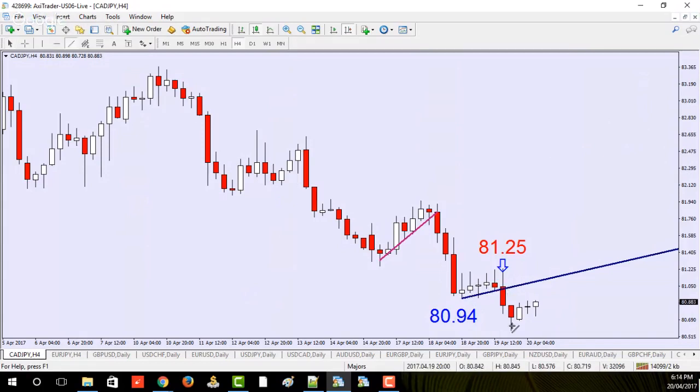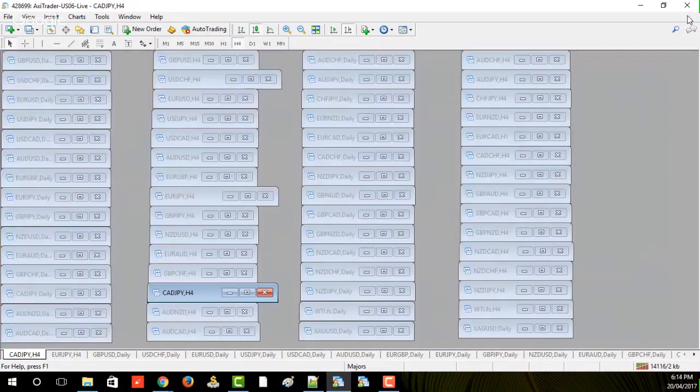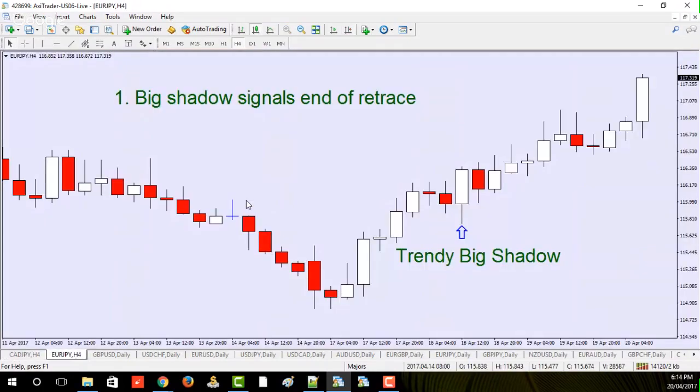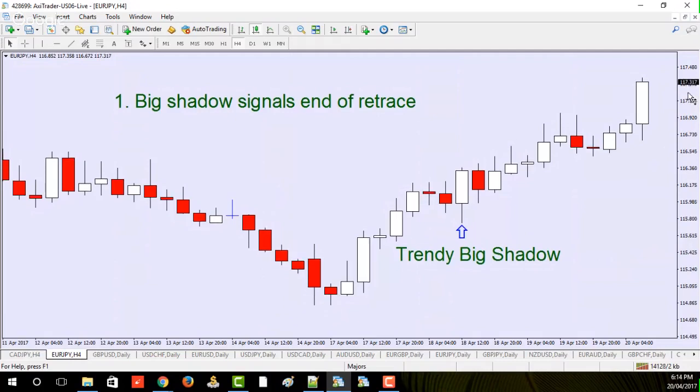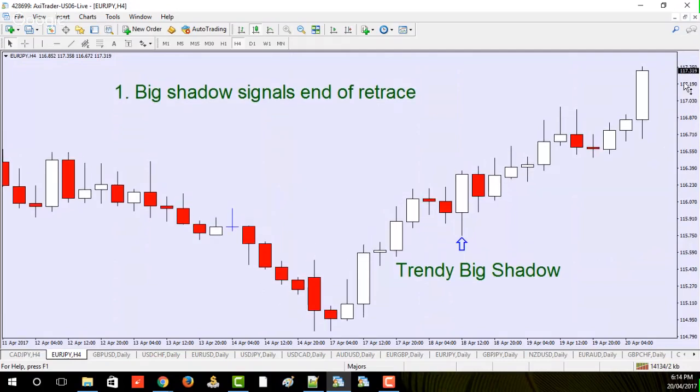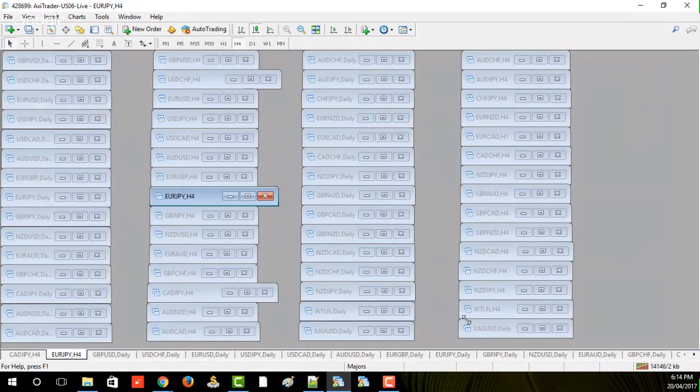You can see we're in another one right now, right? When it breaks this trend line, it'll re-engage with a candle or two that are trendy. So let's go back to the New Zealand yen.